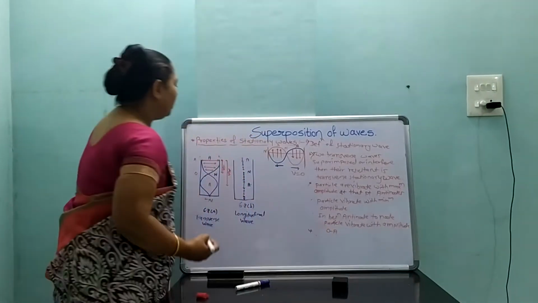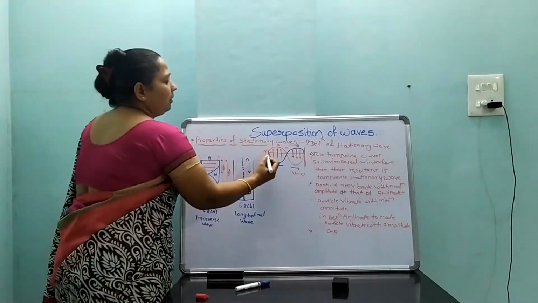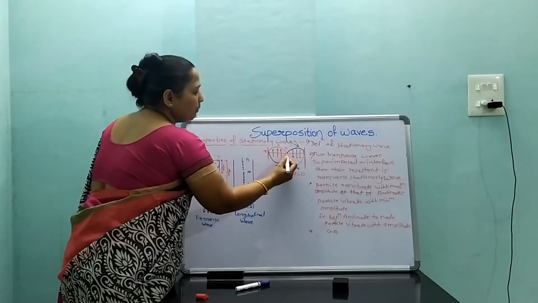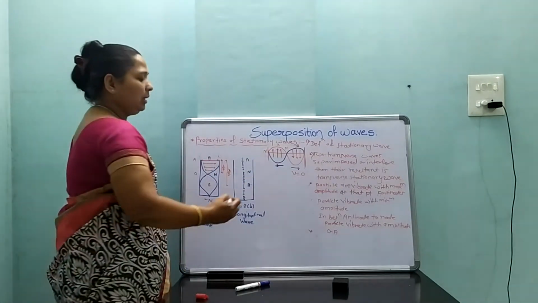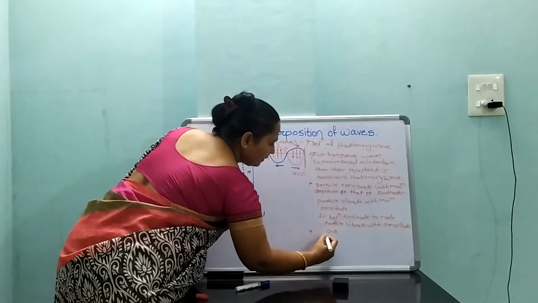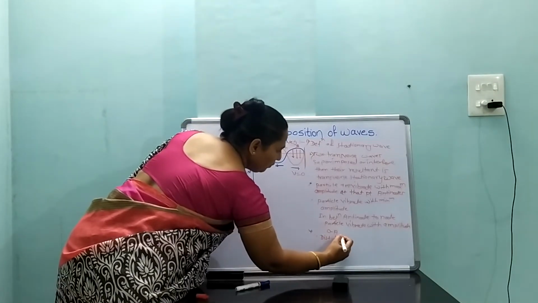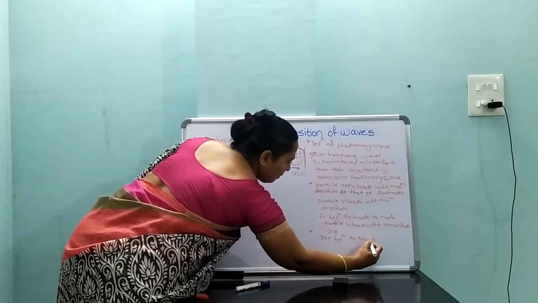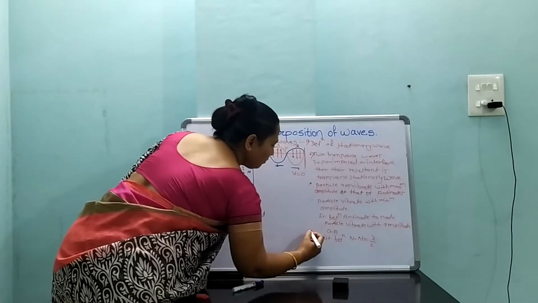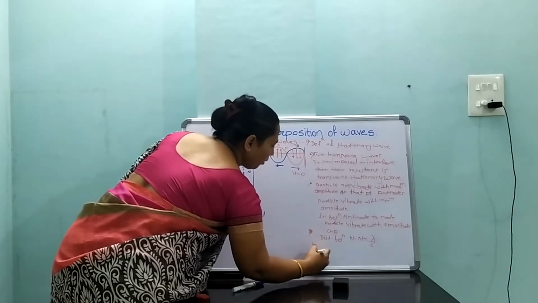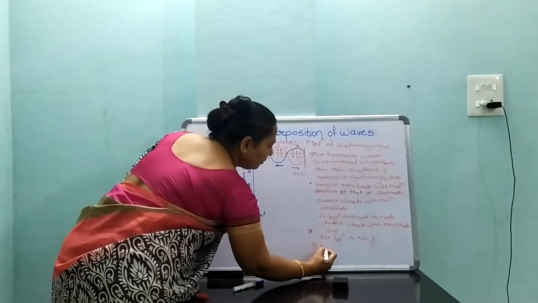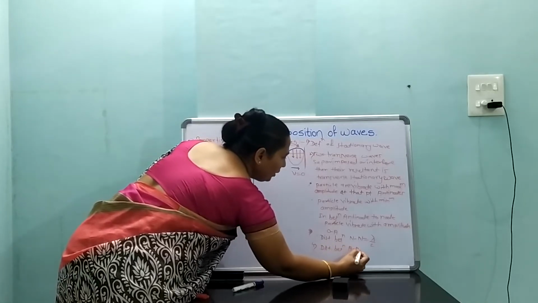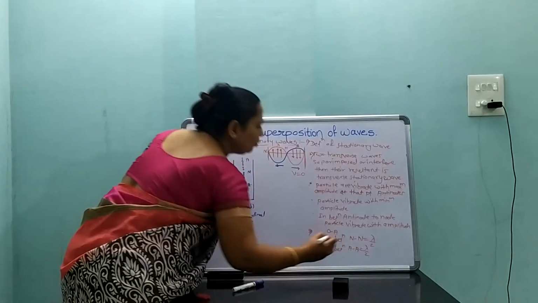Next property: the distance between two successive nodes, that is, from node to node, is lambda by 2. Next, the fourth property: the distance between antinode and antinode is also lambda by 2.